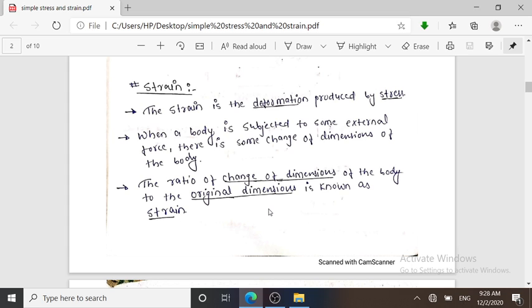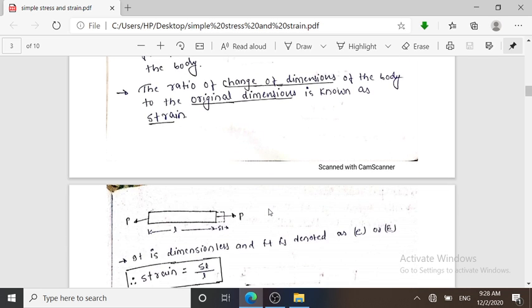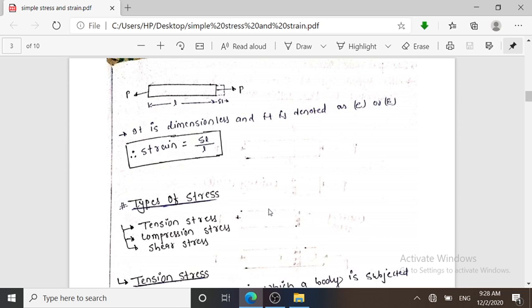So the dimension of the strain is dimensionless. So strain does not have any units, it is dimensionless and it is denoted as e, small e. So strain is nothing but the change in length by original length.